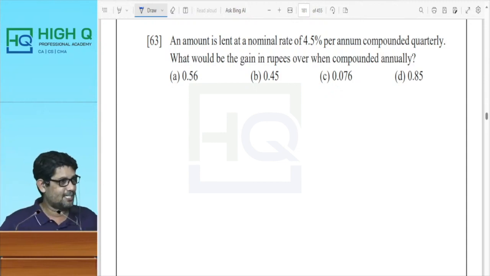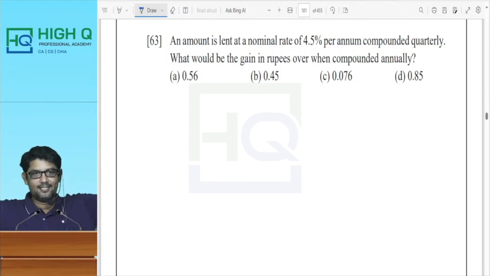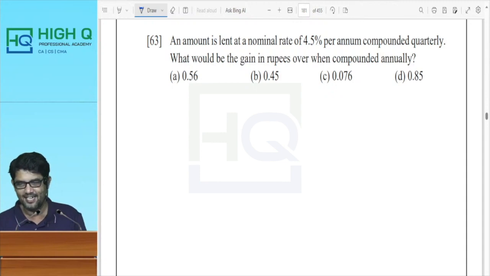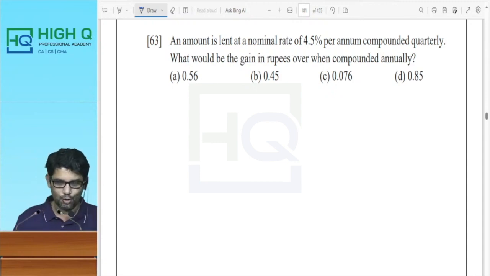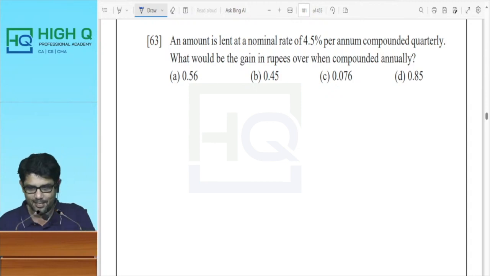C is the right answer. Actually, C is the right answer. So whoever got C, just press the like button or heart button, whatever is there, once again for yourself. C is the right answer. 0.076, yes, I'll explain. Those who got C, just press that heart button, my dear.